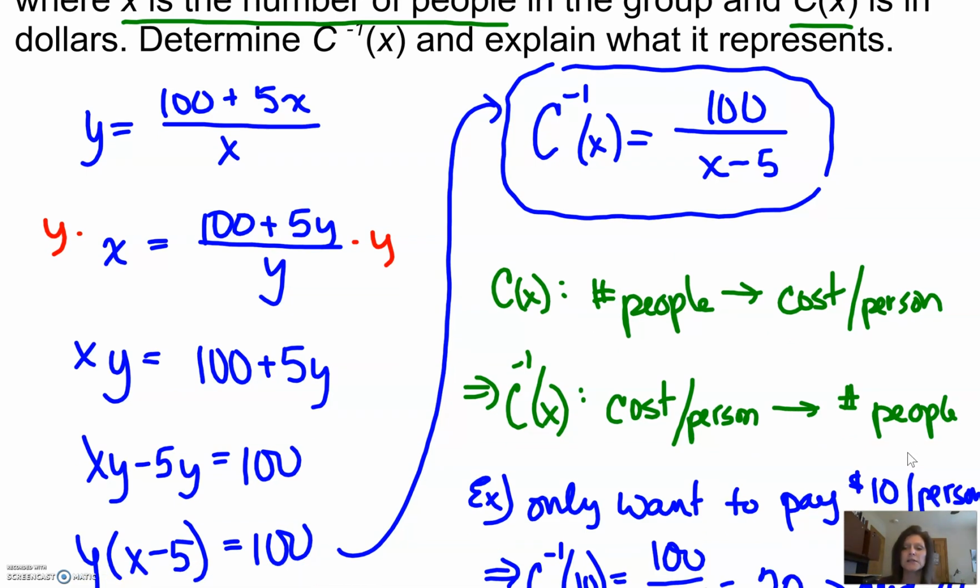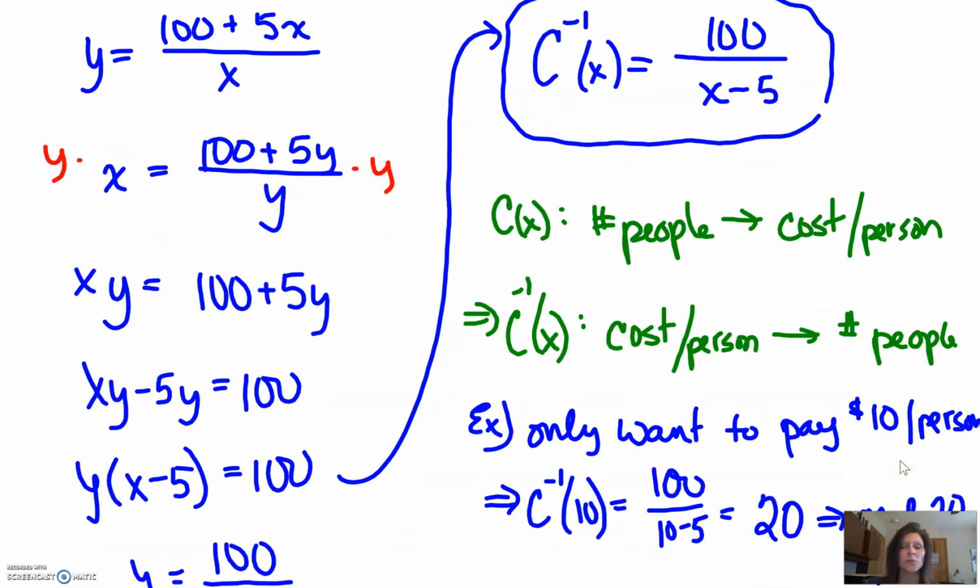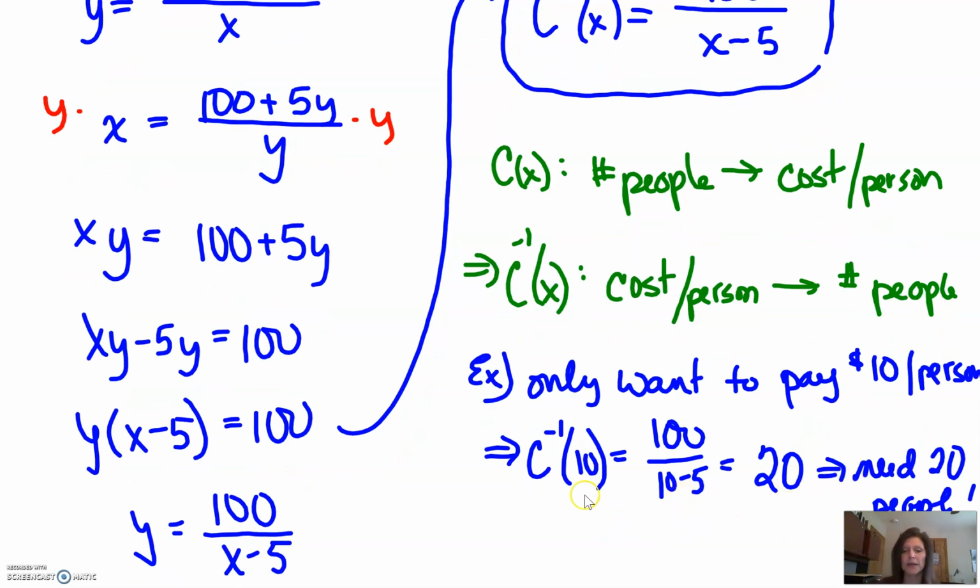The reason I might want to have a formula like this is because maybe I want to get together with some friends and we're all willing to pay $10 a person to charter a bus. We need to figure out how many people we are going to have to get together. Well, I plug my number 10 into the new formula we just found and realize we just need to get 20 people together and we can go for $10 a person.